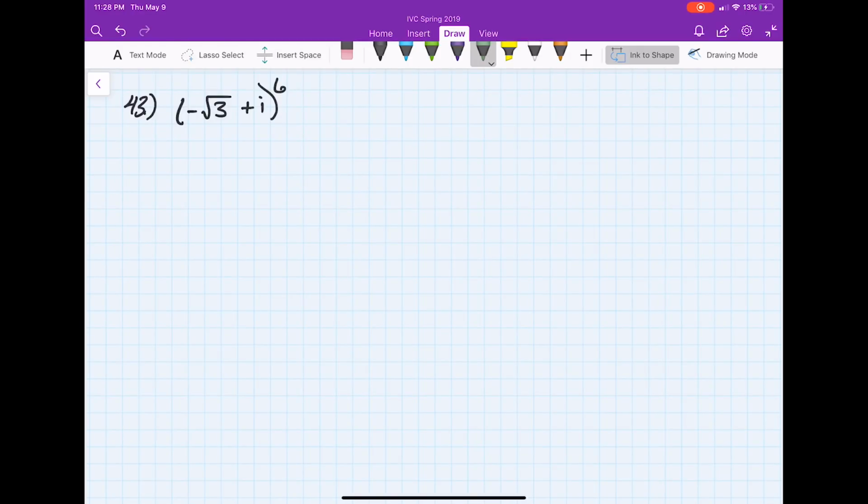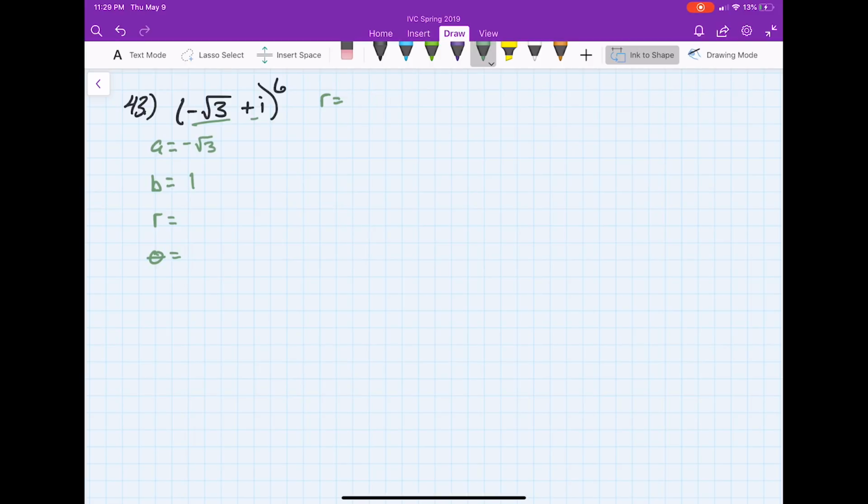All right, so for 43, we end up with something ugly, but see if we can work through it. We're going to look for our A, B, our radius, our theta. Our A comes from here, so it's negative square root of 3. Our B comes from here, it's 1. Now we can find our radius by r equals the square root of a squared plus b squared. And our a is negative square root of 3, so square root of 3 squared. And this, of course, is negative in here, but it doesn't really matter because negative times negative is going to be positive. Plus 1 squared.